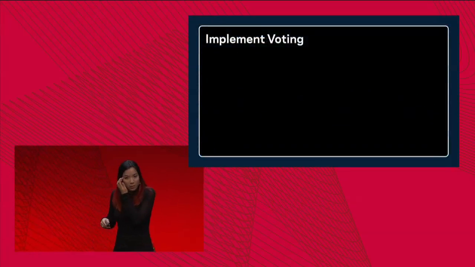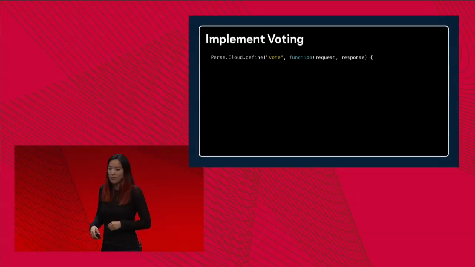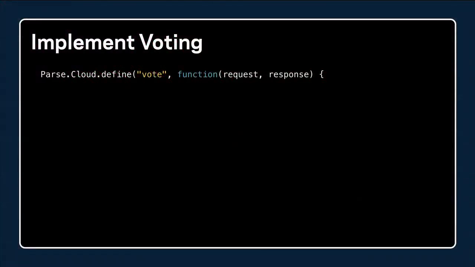Let's take a look at how this cloud function looks. We define the cloud function. This allows the client to just say, hey, I'm calling this vote function and not have to worry about the implementation. We have request and response parameters, just like Fosco showed in the before save.